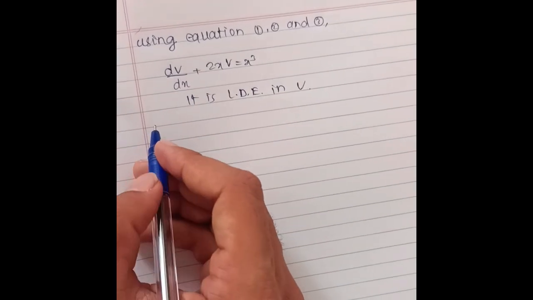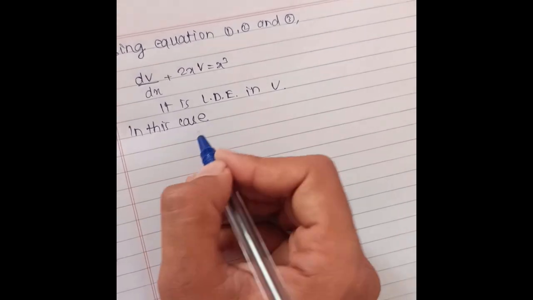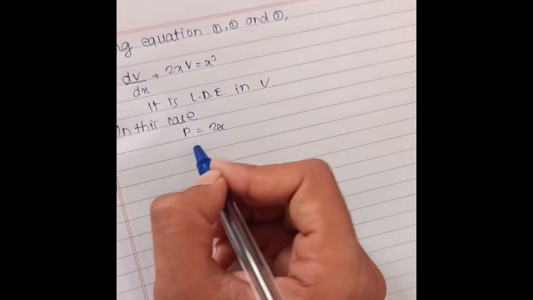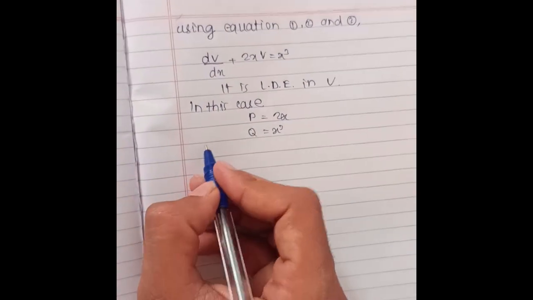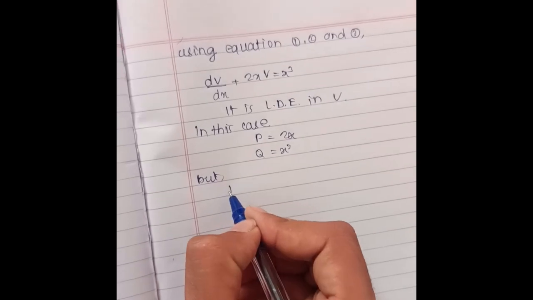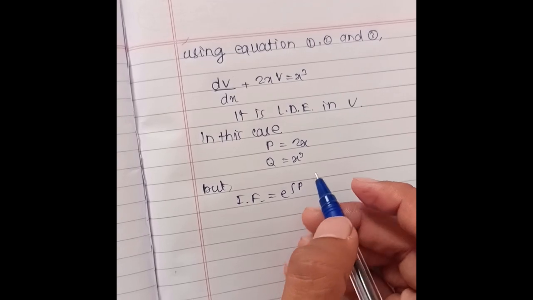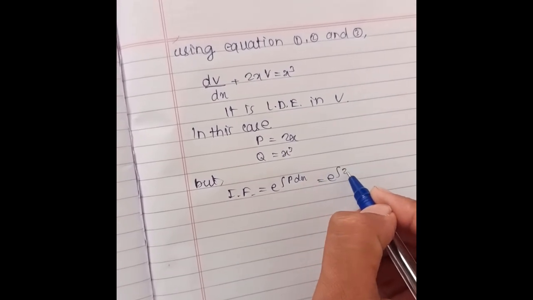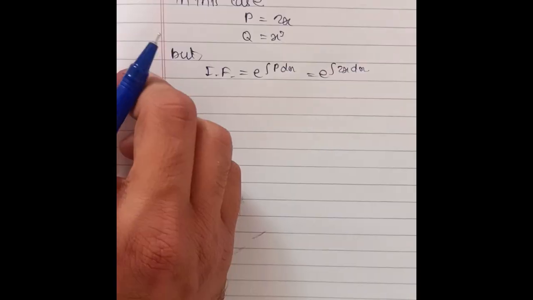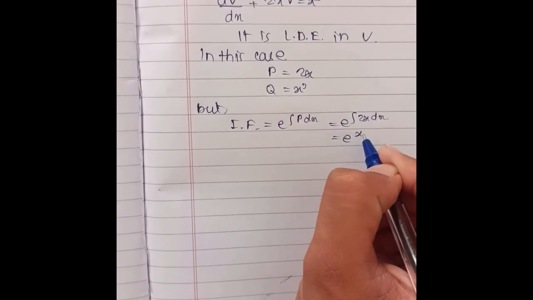In this case we have P is equal to 2x and Q is equal to x cube, which were earlier derived. So the integrating factor is equal to e raised to integration of p dx. It is here integration of 2x dx. We know that integration of 2x is x square, so it is e raised to x square. Hence the integrating factor is e raised to x square.